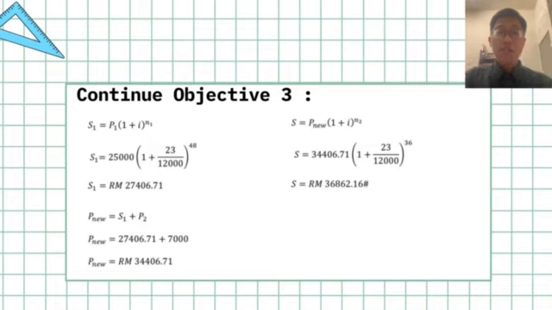P new equal to S1 plus P2. P new equal to 27,406 and 71 cents plus 7,000. P new equal to 34,406 ringgit and 71 cents. S equal to P new times 1 plus I to the power of N2. S equal to 34,406 and 71 cents times 1 plus 23 over 12,000 to the power 36. So the answer is S equal to 36,862 ringgit and 60 cents.